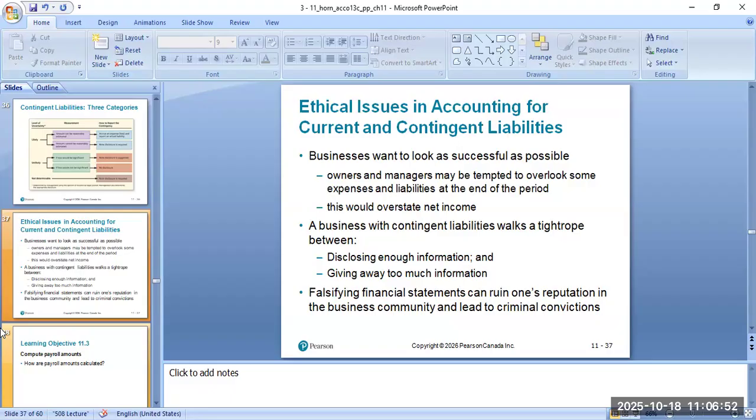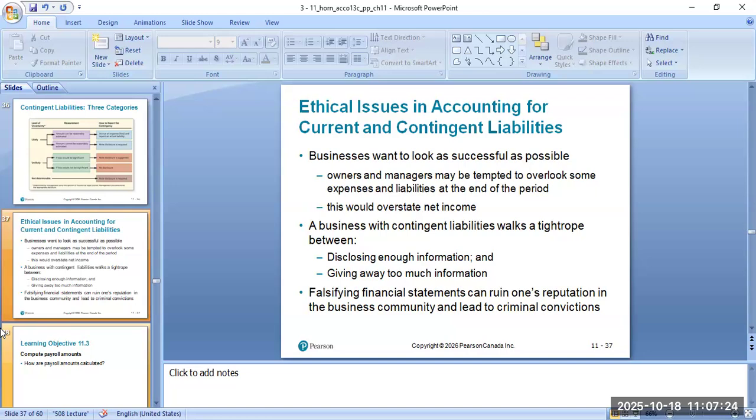Different reasons, different things. So, if the business wants to look more successful, the owner and management may be tempted to overlook some expenses and liabilities at the end of the period and overstate the net income. Once we forget some of the expenses and liabilities, that gives us less operating expenses, which is going to increase the net operating income. We're going to be more profitable.